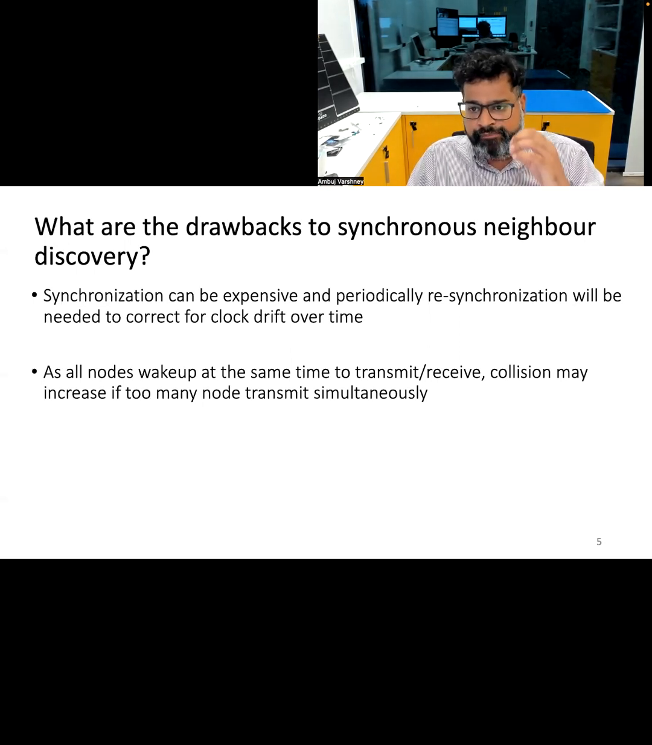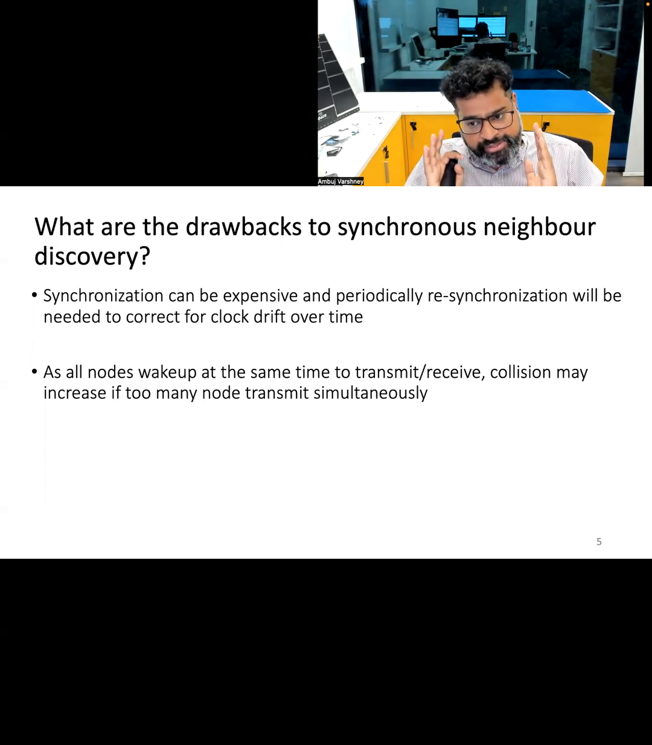Secondly, since all the nodes wake up and sleep at the same time, it can also lead to collisions if they start to transmit at the same time. To give you another analogy, imagine a group of people who are trying to cross a narrow bridge at the same time. If everyone tries to cross at once, it will lead to a traffic jam and slow down the process. Similarly, if all nodes try to transmit at the same time in synchronous neighbor discovery, it will lead to collisions and slow down the discovery process.